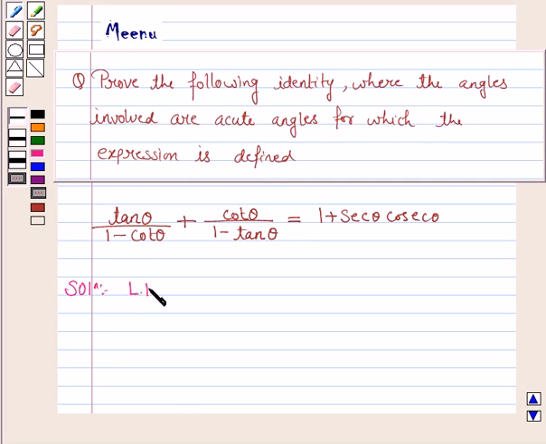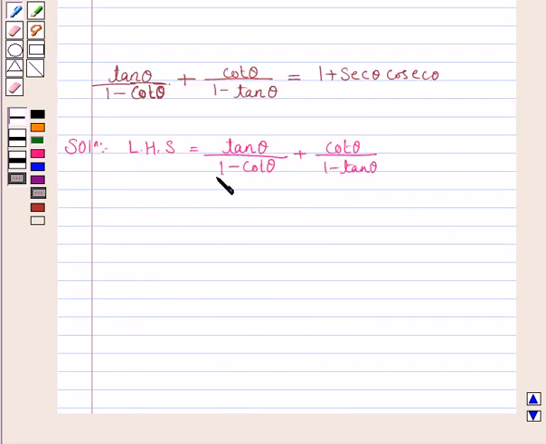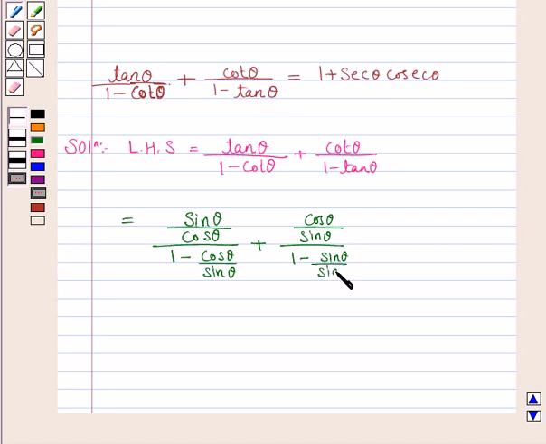And let's start with LHS, which is tan theta upon 1 minus cot theta plus cot theta upon 1 minus tan theta. Now we'll simplify LHS. This is equal to tan theta, which can be written as sin theta upon cos theta, upon 1 minus cot theta, which can be written as cos theta upon sin theta, plus cot theta, which is cos theta upon sin theta, upon 1 minus tan theta, and tan theta is sin theta upon cos theta.